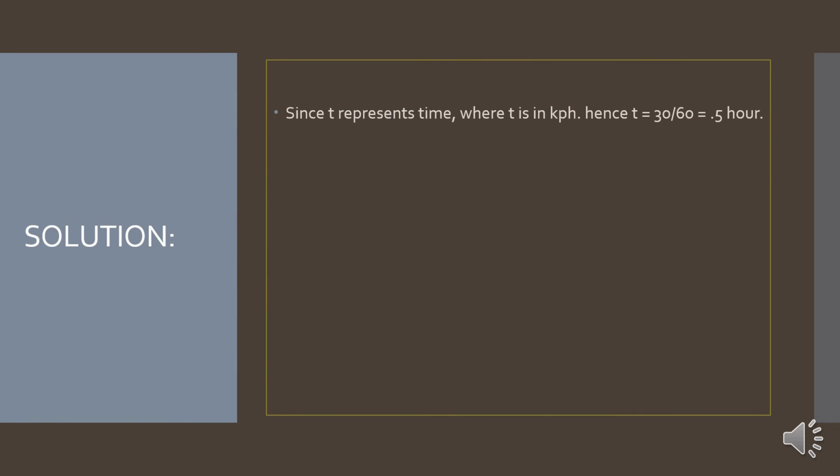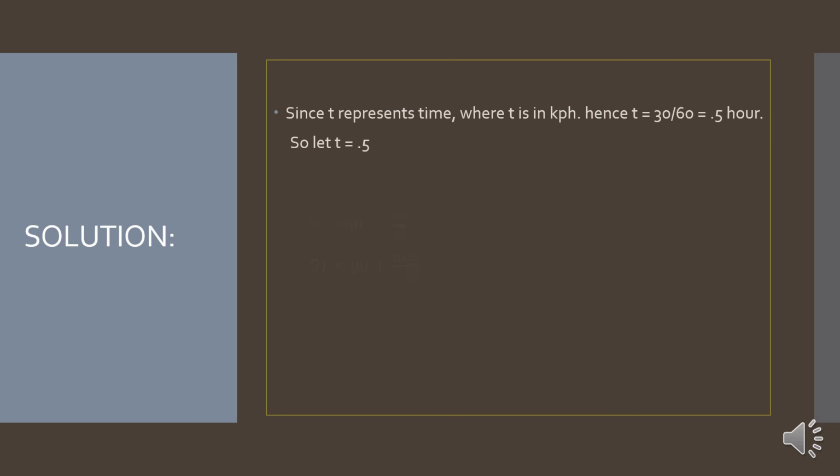Since t represents time, where t should be in hours, we need to divide 30 by 60, which is equal to 0.5 hour. So let t be equal to 0.5. So by inputting 0.5 as the value of t, we can find the speed of the ambulance.